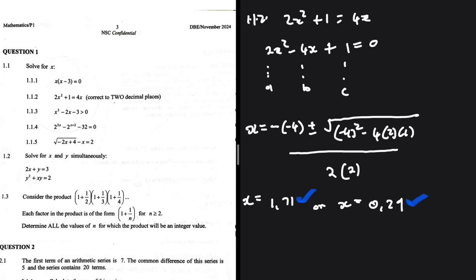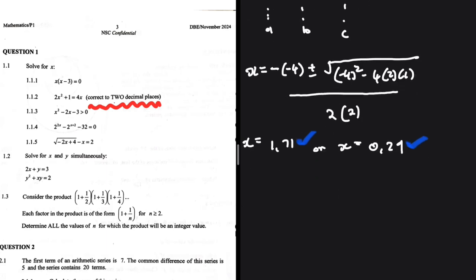1.70 something is wrong. 0.293, 0.2928. It is completely wrong. The question says correct to 2 decimal places. There's no ambiguity when it comes to rounding off. So these are the only 2 possible options. Right, 1.1.2. Let's take a look at 1.1.3.